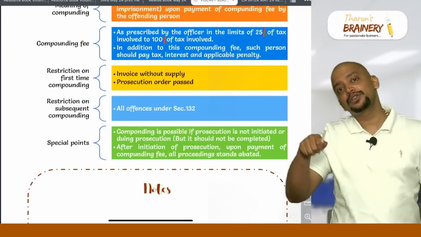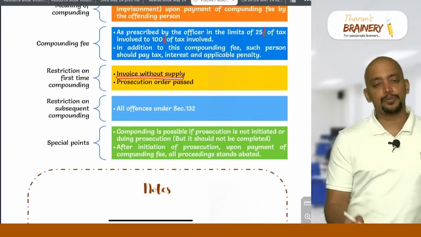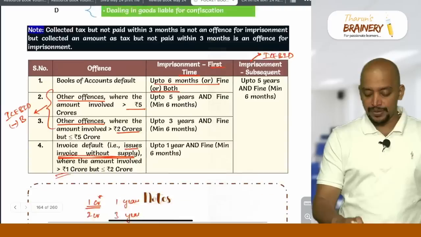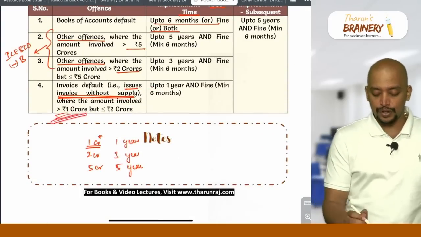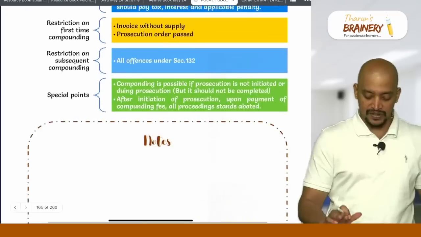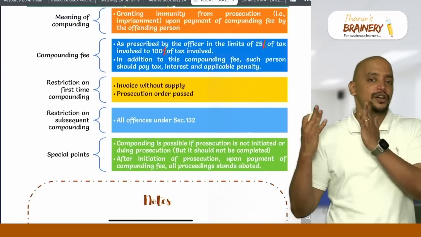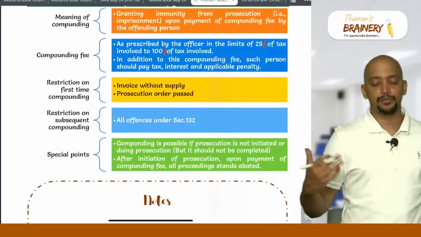But sir, supply without invoice? Yes, compounding is possible for supply without invoice, but not for invoice without supply, because that is regarded as a severe offence, and that's what I told you. Even in imprisonment, invoice without supply is regarded as a severe offence. That's why for more than 1 crore there is imprisonment up to 1 year plus fine. And then the prosecution order is passed. Once the prosecution order or the imprisonment order is passed, they cannot grant any immunity from prosecution.